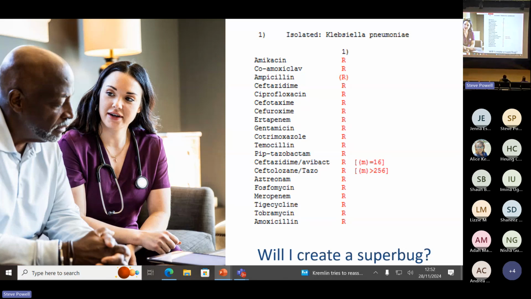The comment, will I create a superbug? Actually, that came from a patient. I talked about this in last year's Grand Round, who very altruistically and very sadly was talking about his concerns about brewing a superbug in him that he might convey to other people. So the public are thinking about it, patients are thinking about it, and then we're all thinking about it too.